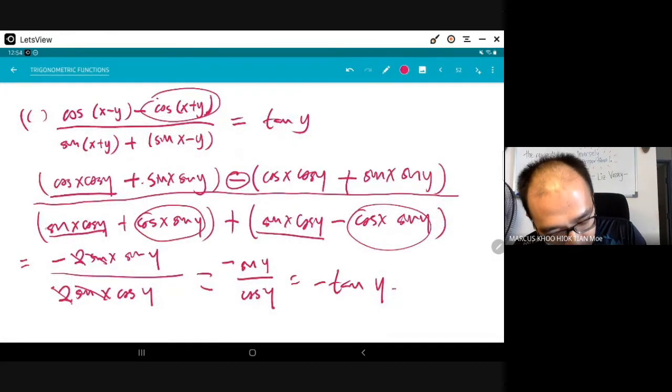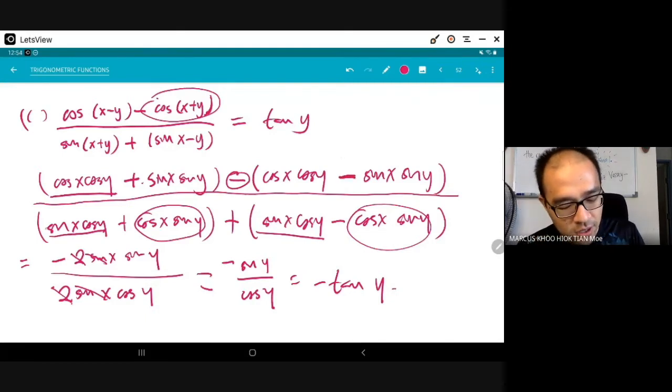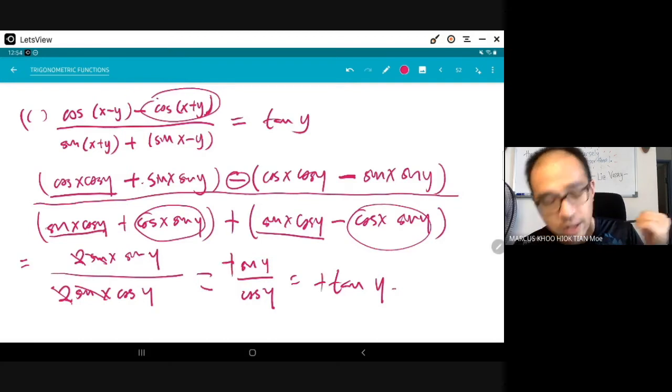Okay, so this is plus and this is minus. So cos x cos y will be gone, and then this one will be plus. So this will be positive 2. So it will be positive tangent y.